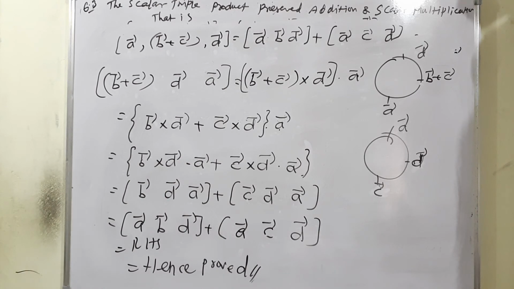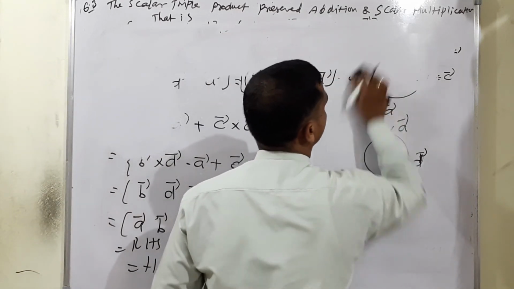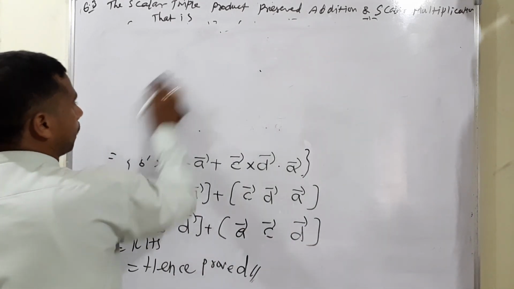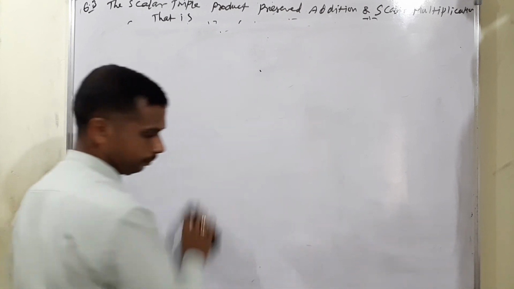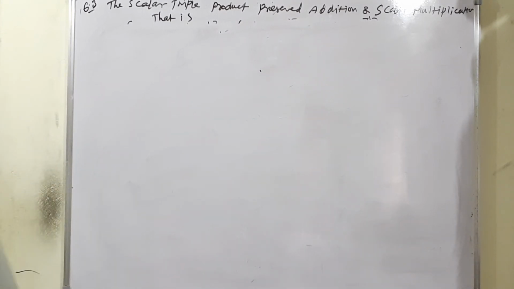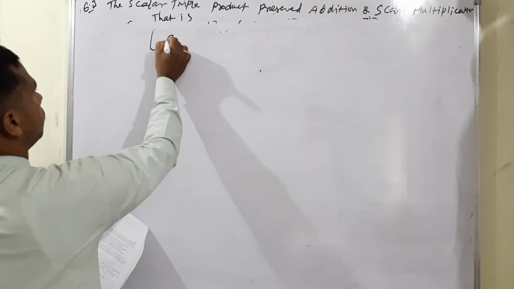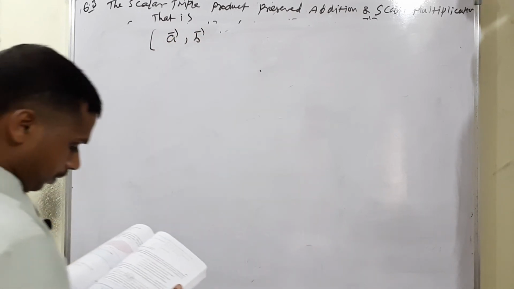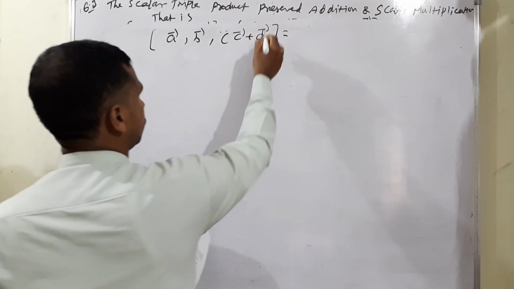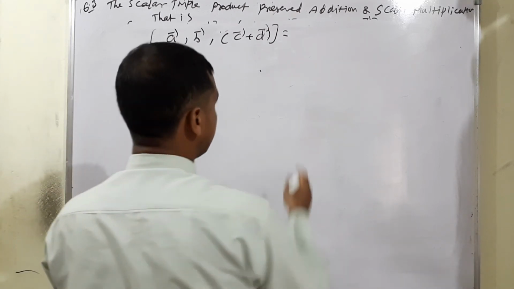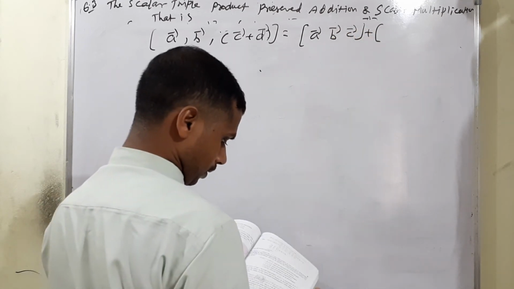Okay, moving to the fifth part. A vector, B vector, then bracket of C vector plus D vector is equal to [A B C] plus [A B D].